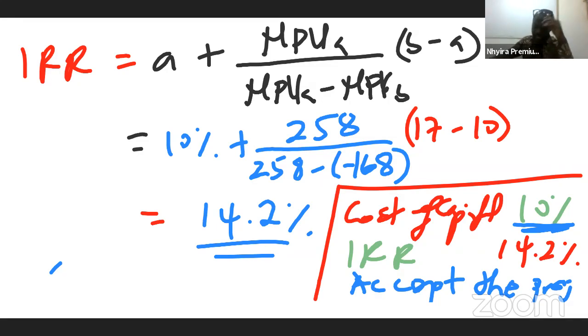Now, usually, the reason why when the internal rate of return is higher, we accept the project is that there is an assumption that we use to calculate the internal rate of return. And that assumption is that the cash inflows on this project will be reinvested at the internal rate of return. That is a concept. It's an assumption. So we assume that the cash inflows coming in from this project will be reinvested at 14.2%.